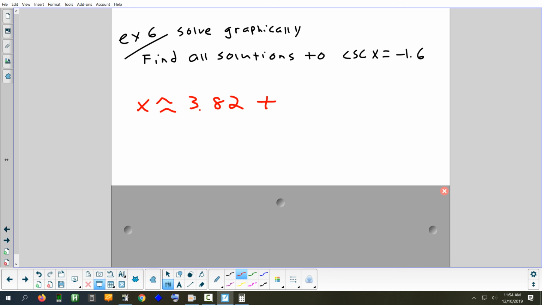Plus, what do you put on the end of it to show how often it repeats? 2 pi n. So if you wanted to know what's the next time this answer is going to occur, add 2 pi to that number. What's the next time? Add 4 pi. The next time after that, add 6 pi. You can keep finding.